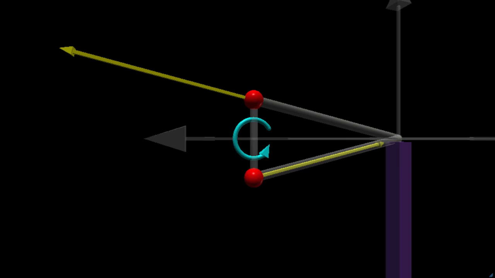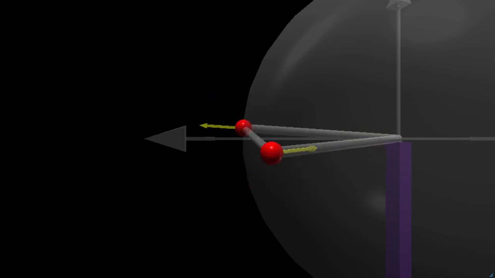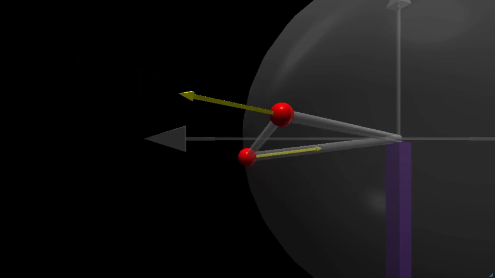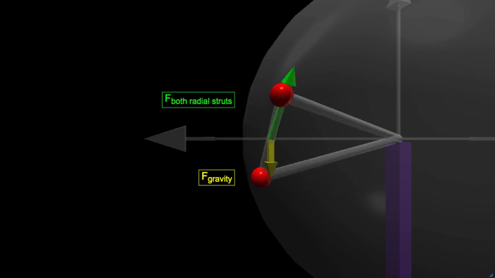But remember, the outward force on the upper mass and the inward force on the lower mass are just what is needed to keep the masses moving on the imaginary sphere at a fixed distance from the central support. So the radial forces don't cause the top to rotate in or out of the surface of the sphere, but they do exert a net upward force on the top. This upward force balances gravity.